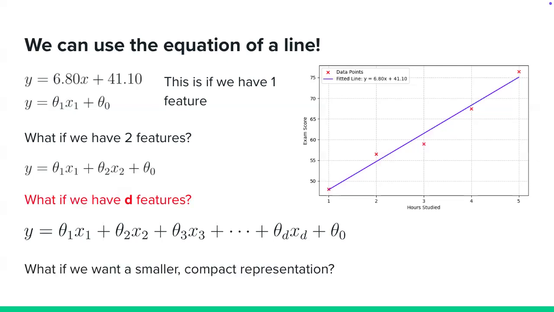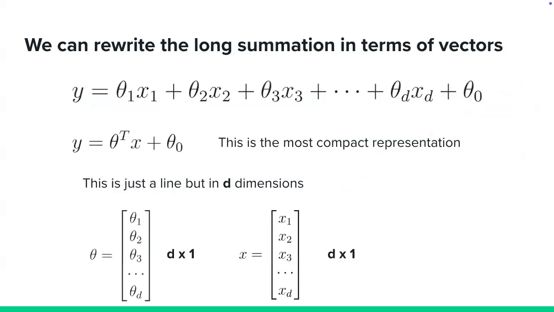So this is a nice summation, but what if we want something smaller, something more compact? We can rewrite this long summation in terms of vectors. Now this long summation becomes y equals theta transpose x plus theta naught. And this looks very similar to y equals mx plus b.